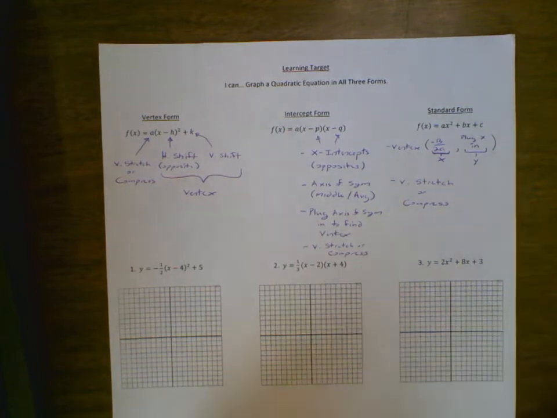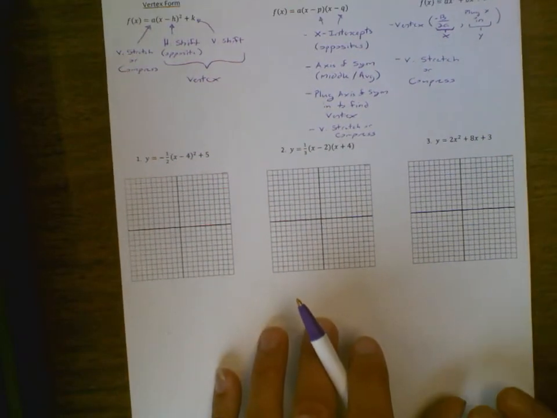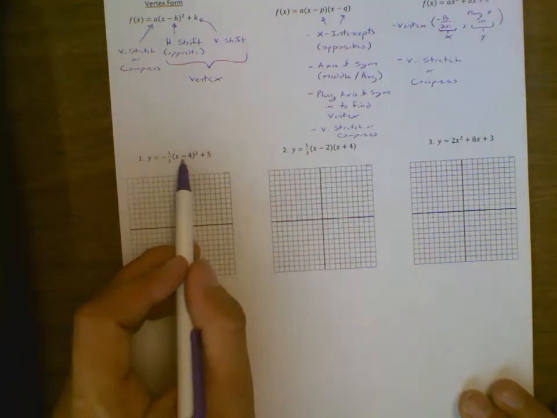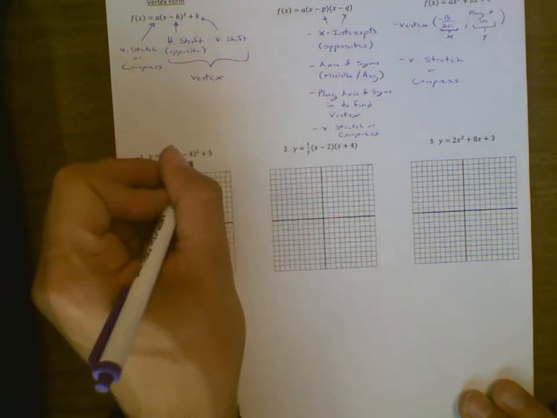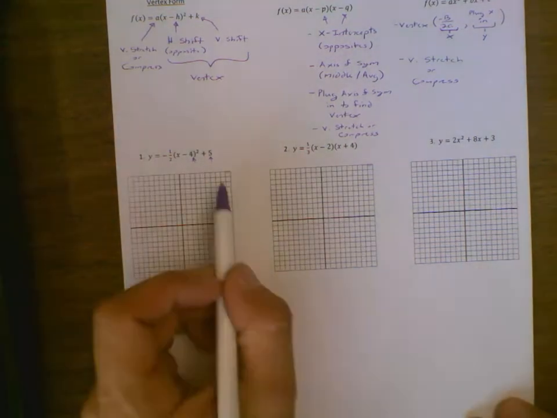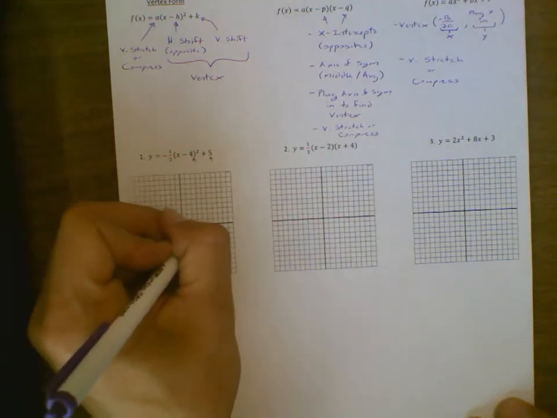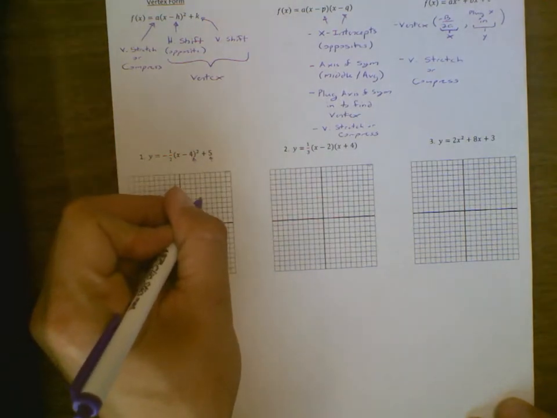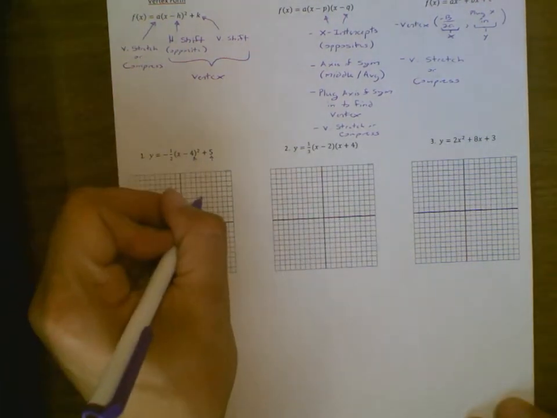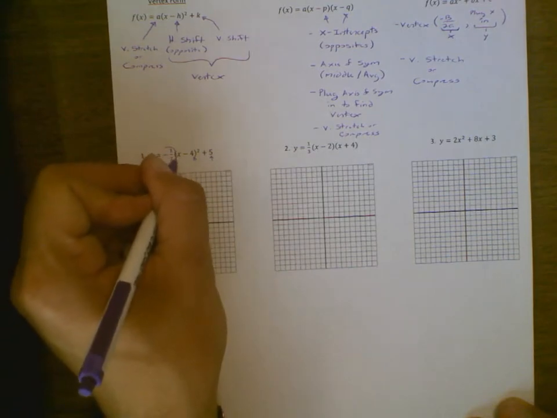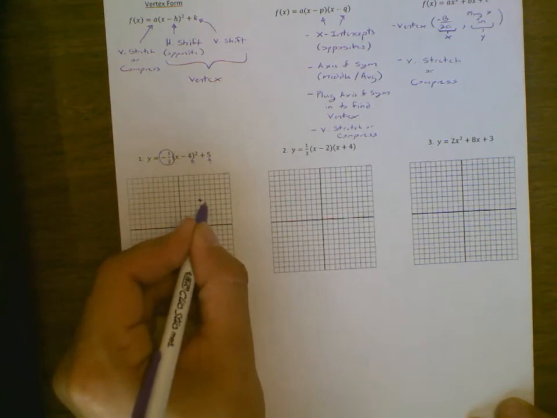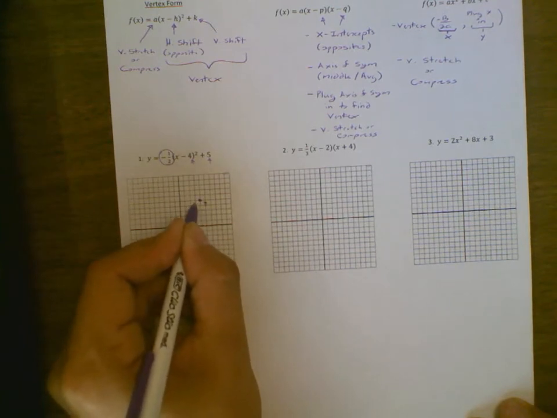All right, let's get into our actual examples. When I look at number 1, I have y equals negative 1/2 (x minus 4) squared plus 5. Once again, I want to start with these shifts. They're going to tell me where the vertex is. So I'm going to go right 4, up 5. That's my vertex point. Once I have the vertex, I'm then going to use my stretch. It's negative 1/2. When I go over 1, I'm going to go down 1/2. Over 1, down 1/2.